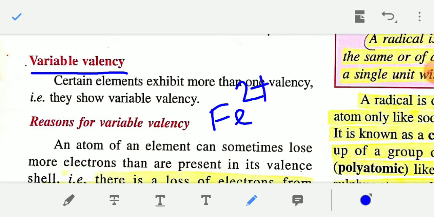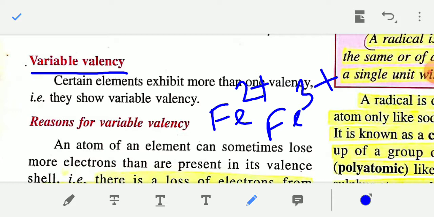Because iron can show two types of valency, one is 2, another is 3. For the lower valency, you have to use the suffix -ous. That's why Fe2+ is known as ferrous and Fe3+ is known as ferric. In Fe3+ the valency of iron is 3 and in Fe2+ the valency of iron is 2.